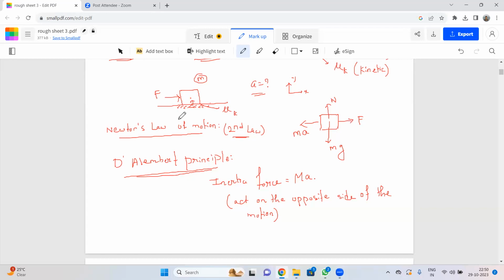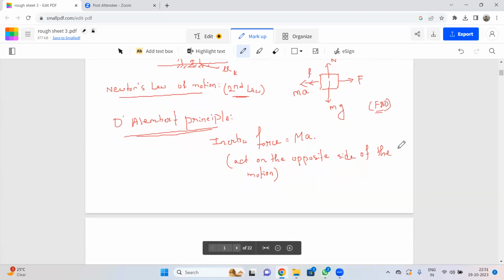And one more thing, as we have here, friction is given. What we know is that friction acts in the opposite direction of the motion. So if the block is moving on this side, in this direction we have the frictional force, small f. So that is the complete free body diagram of that block.